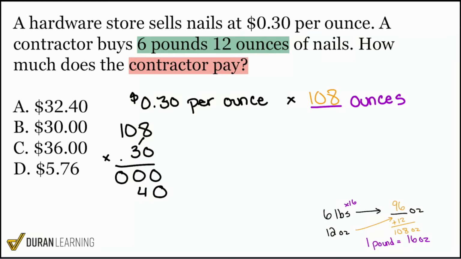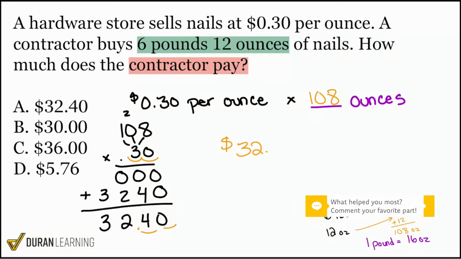8 times 3 is 24, carry the 2. 0 times 3 is 0, carry the 2 is 2. And then 1 times 3 is 3. Add that all together, and we get 3,240. But don't forget that we have 2 decimal places that we're bringing back, and that's what we bring back right there. 1, 2, to make $32.40. That's going to be the correct answer here, my party people. Answer choice A.